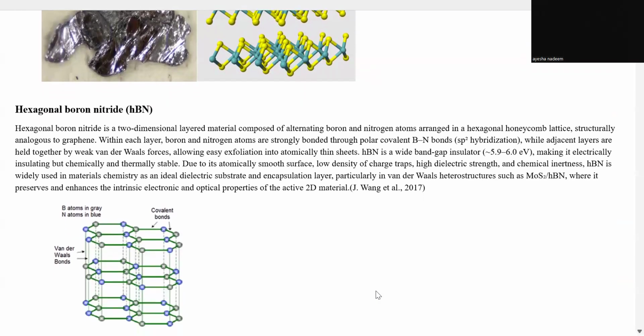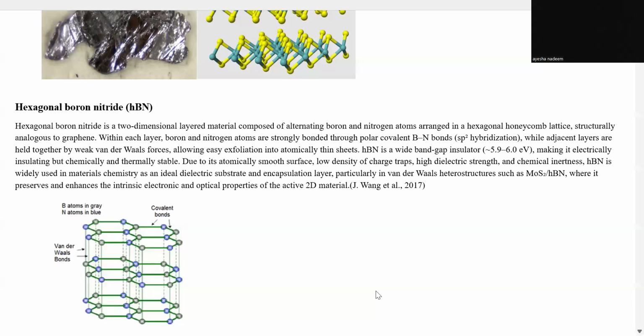Now we will discuss hexagonal boron nitride. It is a two-dimensional layered material composed of alternating boron and nitrogen atoms arranged in a hexagonal honeycomb lattice, structurally analogous to graphene. Here, the gray spheres are the boron atoms and the blue spheres are the nitrogen atoms.